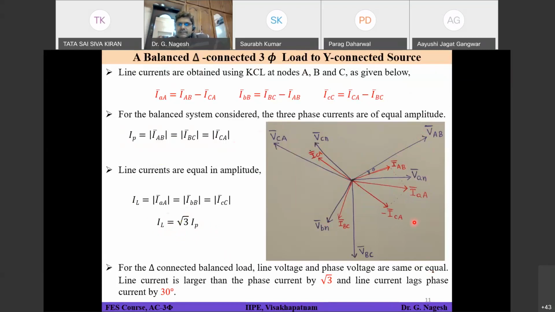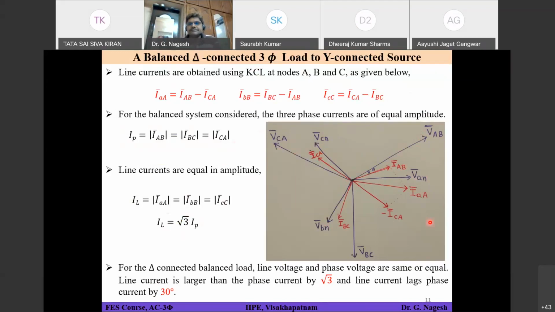So what is the phase angle between this IAB and IAA? Can anyone say? Phase angle difference between these two, IAB and IAA. 60? 30? How much? 30. Difference between IAA and IAB I am asking. So it will be 30 degrees.